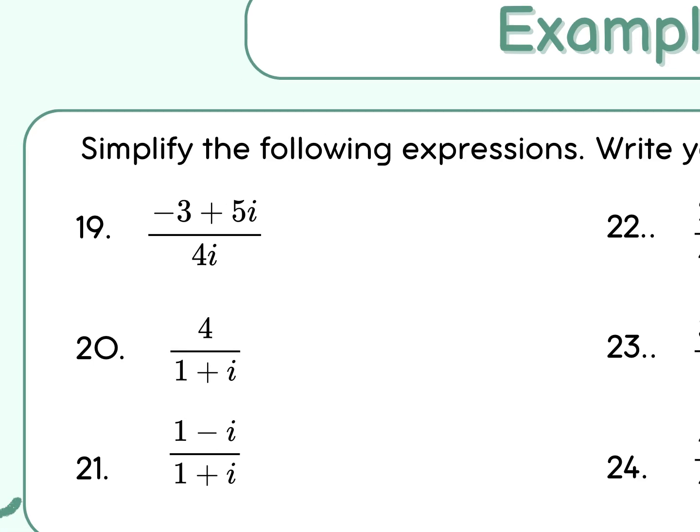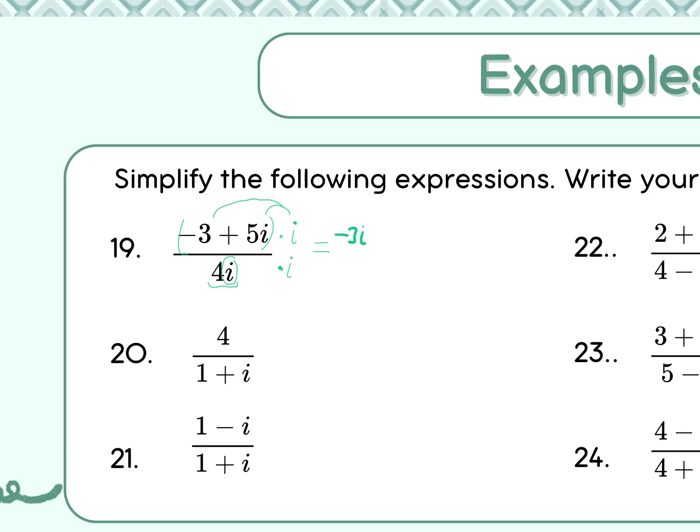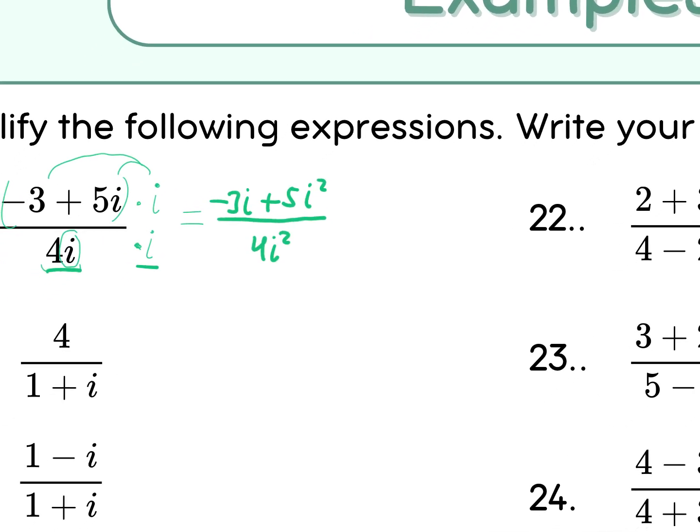All right, so over here, it looks like number 19. I don't have a complex number, I just have a pure imaginary. So the only way that I can get rid of this i is if I multiply the top and the bottom by i. When I multiply the top by i, I can distribute i to each of these terms, and then we end up with a -3i plus 5i times i is a 5i squared. I'll simplify that more in a second, but on the bottom, 4i times i is going to get me a 4i squared.